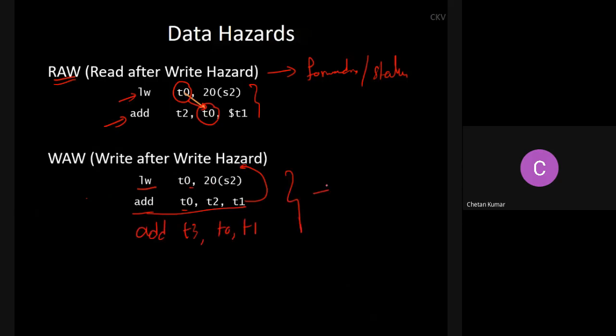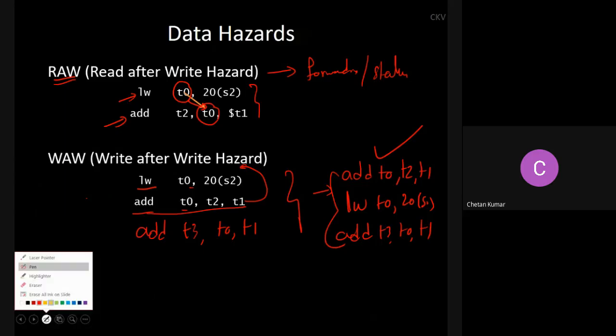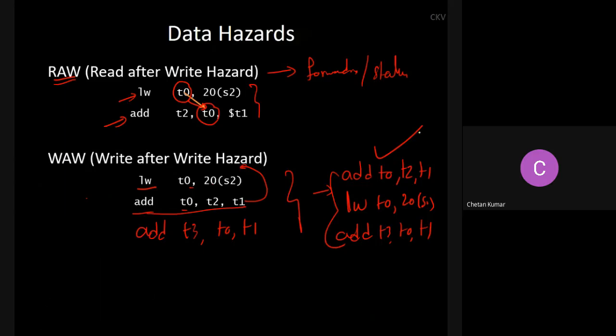Now, if this was your original execution, can I execute in this order: add T0, T2, T1, then load T0, 20(S2), and then execute add T3, T0, T1? Will this be a correct execution? No. Why is that? This is wrong. Can you tell me why?